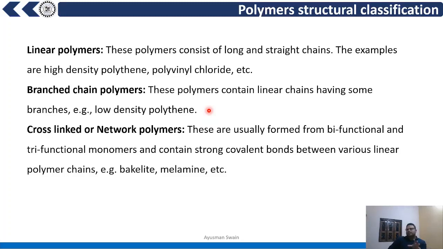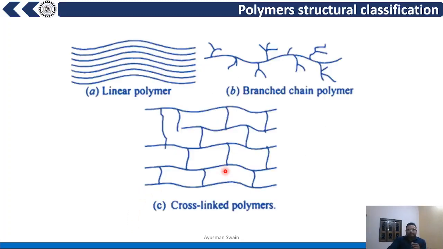Cross-linked polymers are actually very rigid and hard polymers. They have good mechanical strength. The examples are Bakelite and melamine. We'll come to that. See the pictorial notation: linear polymer, these are straight chains. In branch chain polymer, there is a certain level of branching at different sides. Cross-linked or network polymers have a network-like structure.